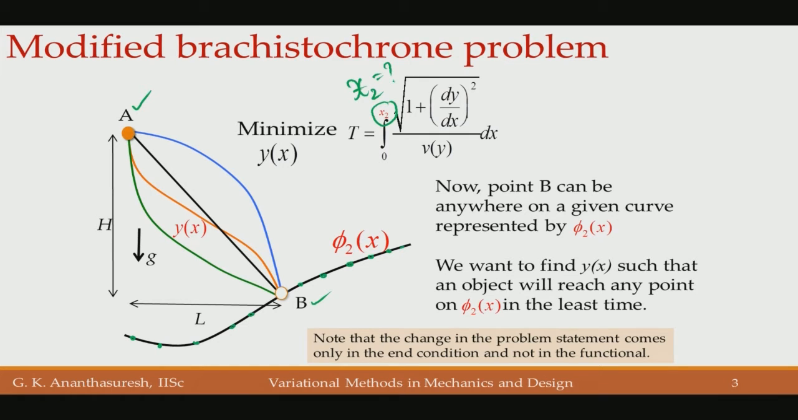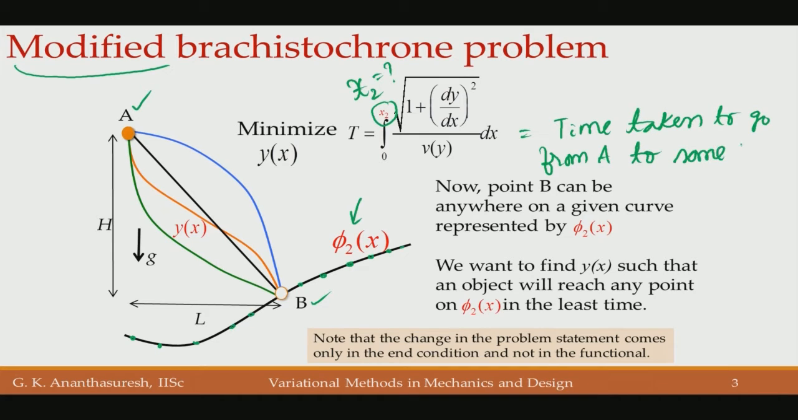Okay. That is the modification of the brachistochrone problem, where phi 2 as a function is given here, where point B has to lie, and this is the time taken to go from point A to some point on the curve phi 2 of x, time taken to go under the effect of gravity from A to some point on phi of x. We do not know what B is, that is an unknown, but that is what we will solve today.